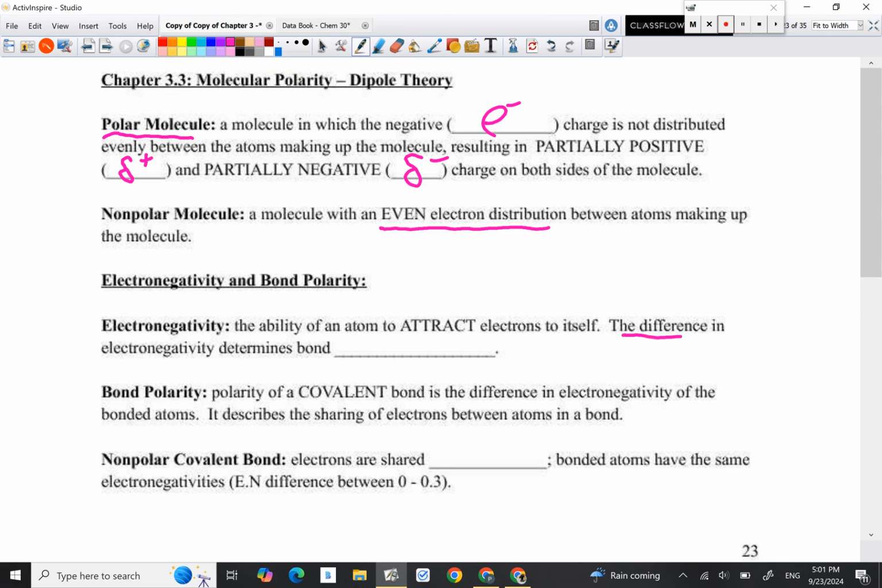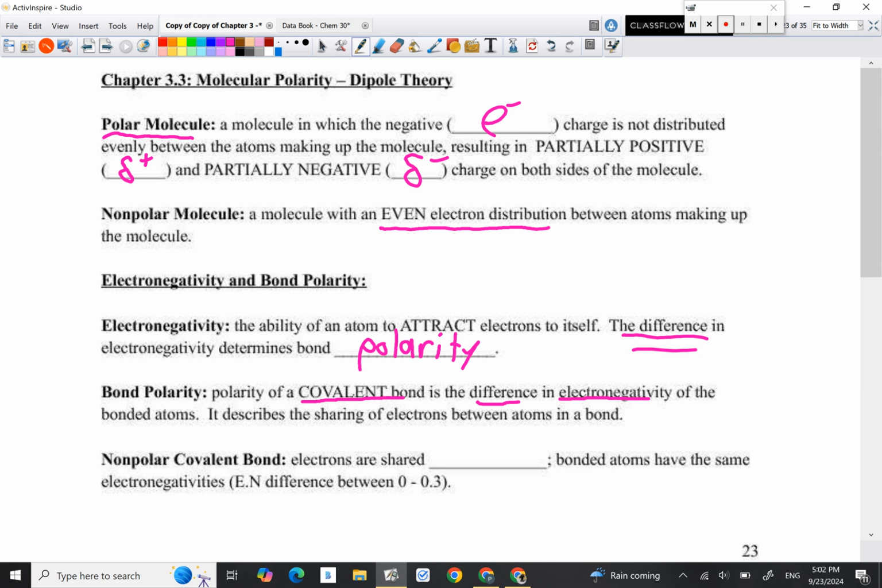What we're going to do is take the difference, which just means subtracting the two, and this will determine the bond polarity between two atoms. We're going to have to look at the bond polarity before we figure out the entire molecule. The polarity of a covalent bond is the difference in electronegativities. That's it.